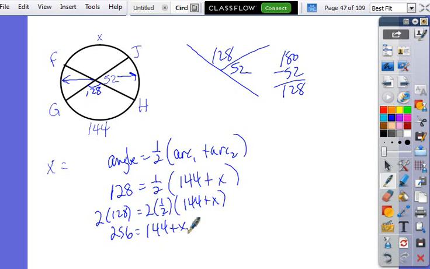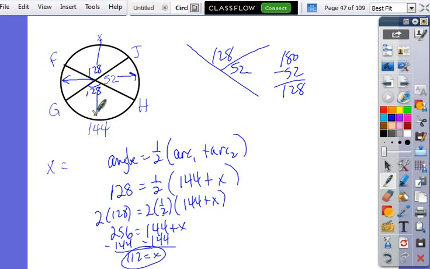So you would have to multiply the 144 and the x by 2? No. Because when you do 2 times 1/2, that becomes 1, and you're done with it. It's 112 after you subtract. So there's your answer, 112. Did that 128 go to the other angle up there? Yeah, this would be a 128 too, so that would be the one I'd be looking at. That's pretty easy.